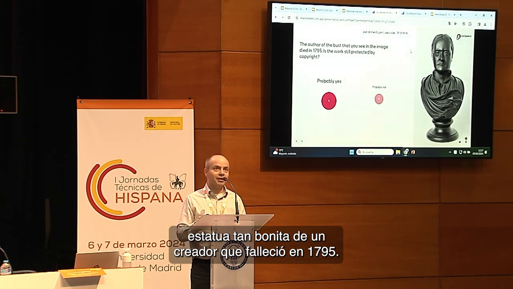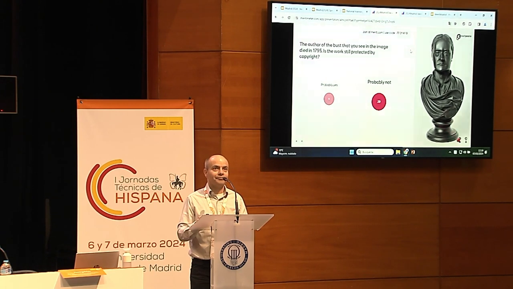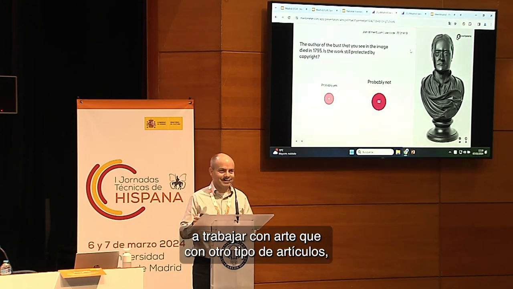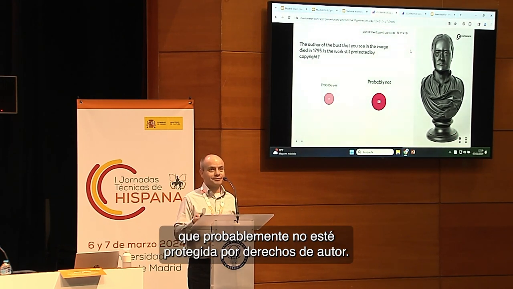Next one, this kind of item, a nice statue, is from a creator that died in 1795. Do you think that this work, the actual statue, again the object, is still protected by copyright? Here it seems to be easier. Maybe you're more used to art than to rocks. For me, rocks are closer to my heart than art. But yes, you're right. It's probably not protected by copyright.